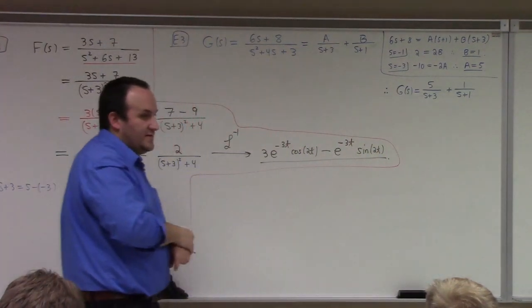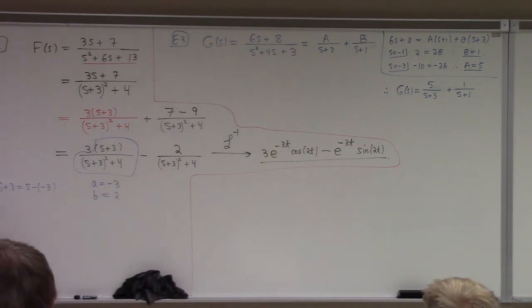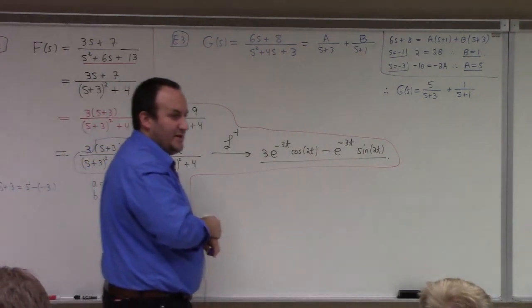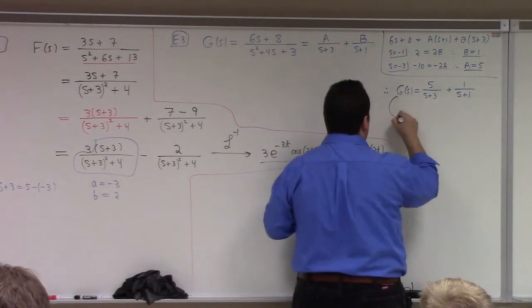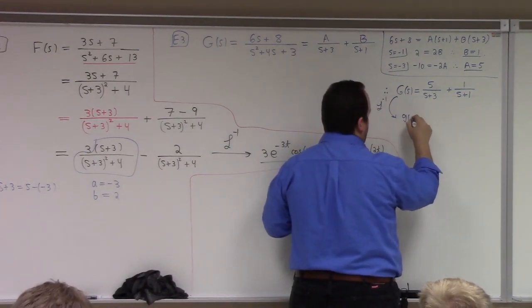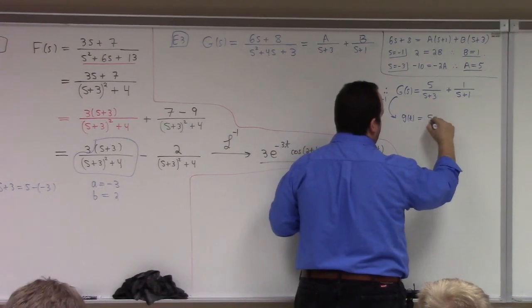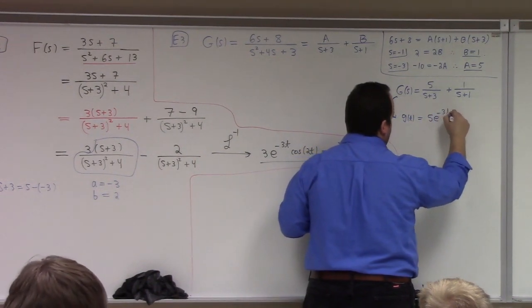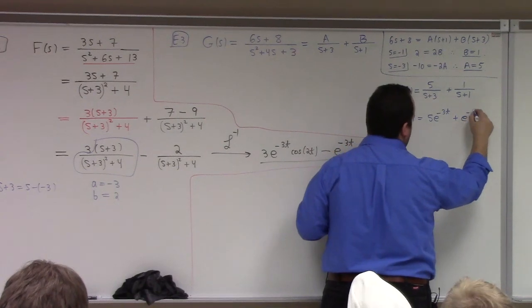The reason this is nice is because we can go to table 7.1, and this is like the second one down the list, right? These are just plain old garden variety exponentials. And so take the inverse Laplace transform of this guy. And we get g of t is equal to 5 e to the minus 3t plus e to the minus t.